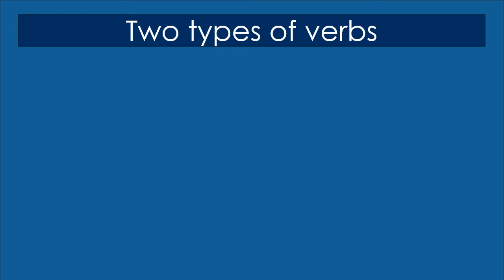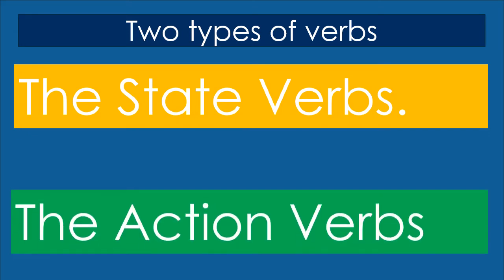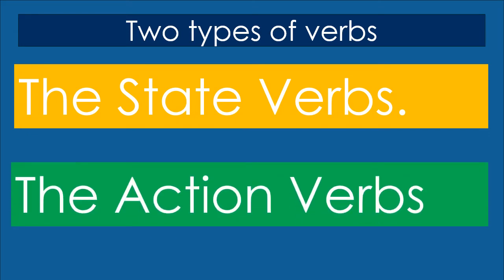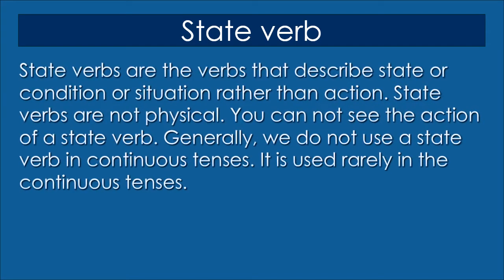Okay, we can categorize the English verbs in two types, the state verb and the action verbs. Today, I will focus on the state verb. Let us know the definition. State verbs are the verbs that describe state or condition or situation rather than action.